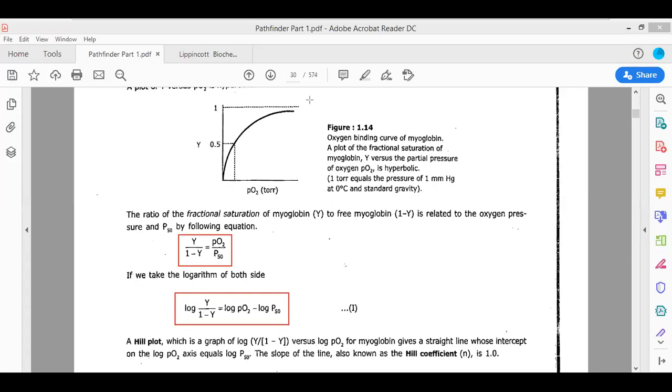Okay, where is it written? Okay, here it is also written. Just a second. This curve is hyperbolic, which indicates that there is no cooperativity within the myoglobin molecule.